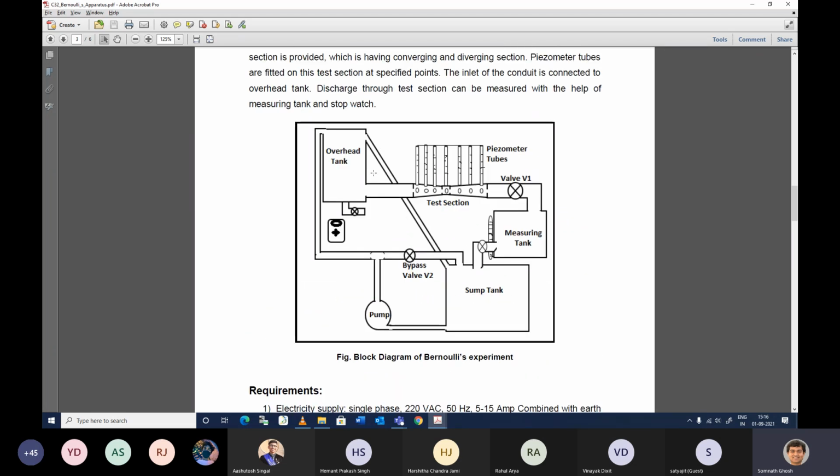So if I give you the overall explanation of this experimental setup, there is an open tank. This open tank is filled with water. This tank is connected with a pressure pump, which is lifting water from this pump to the overhead tank. This overhead tank is connected with the main flow device, where you have this Bernoulli setup along with this piezometric tube. By controlling the valve, you can control the flow inside this tube.